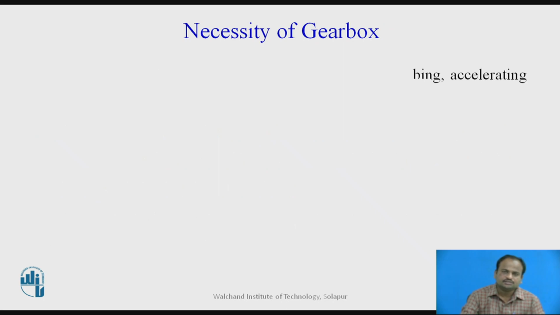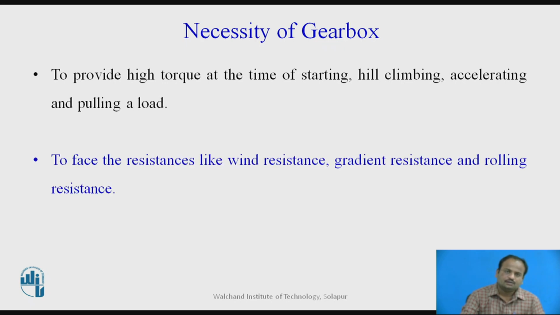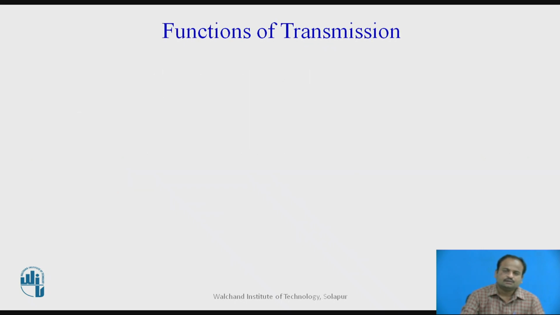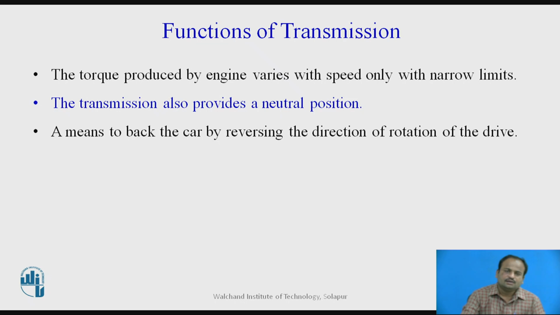Now we will see the necessity of gearbox. To provide higher torque at the time of starting, hill climbing, accelerating and pulling a load. To face the resistances like wind resistance, gradient resistance and rolling resistance. Now we will see the function of transmission. The torque produced by engine varies with speed only with narrow limits. The transmission also provides a neutral position, a means of back the car by reversing the direction of rotation of the drive.